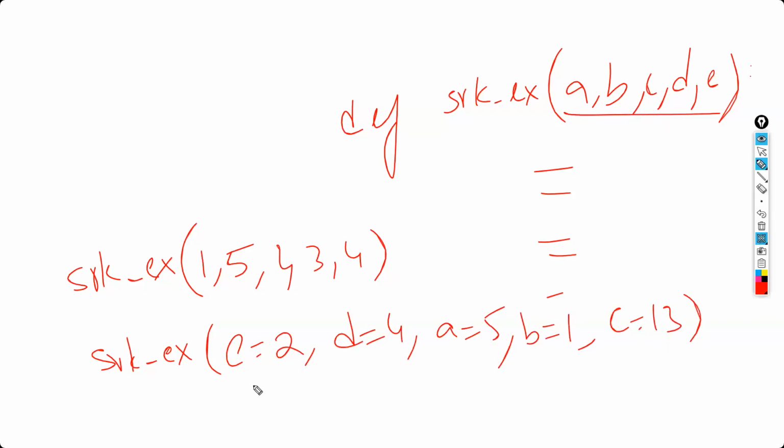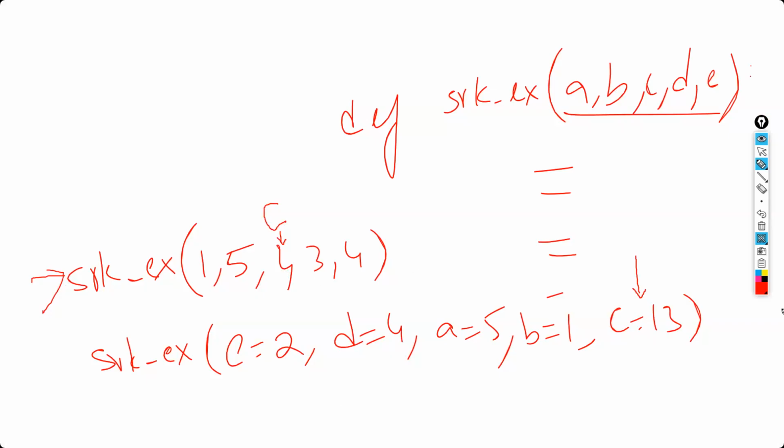Now in this case, out of these 5 arguments, what is A's value? 5. B's value? 1. C's value? 13. In the previous example, the C value is equal to 2. In this example, what is the C value? 13. Same function, you can call in this way, or in that way.